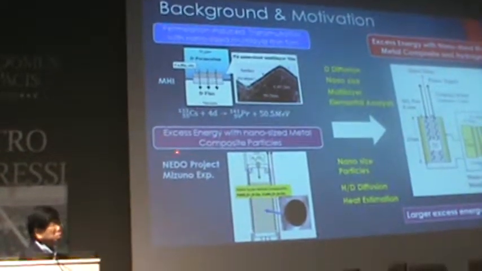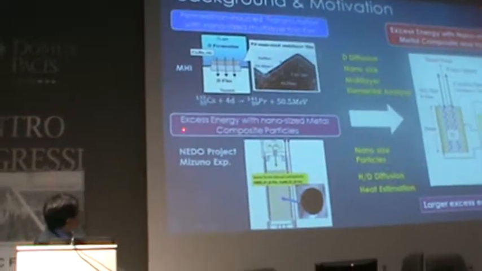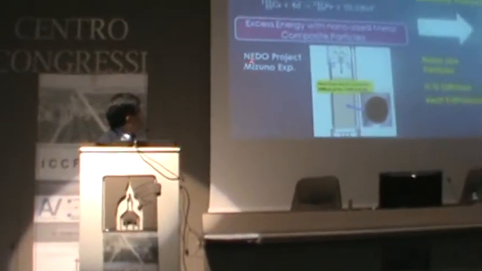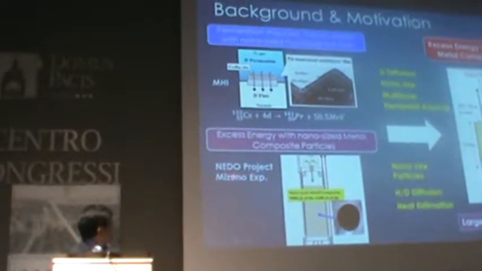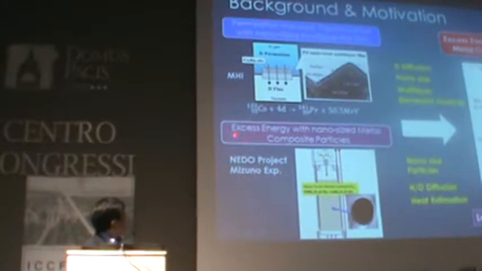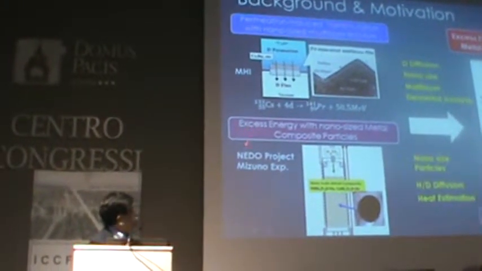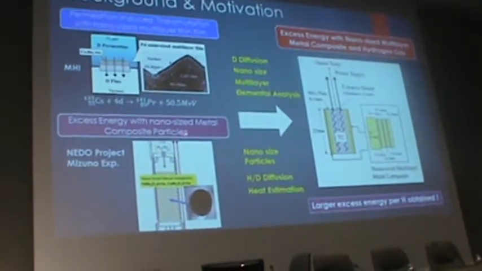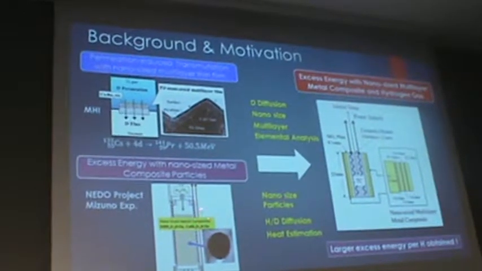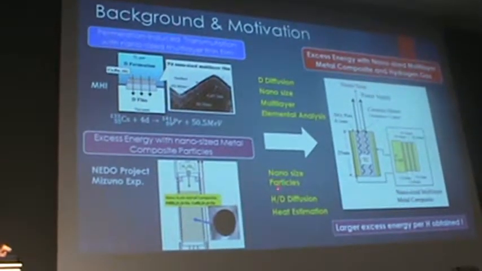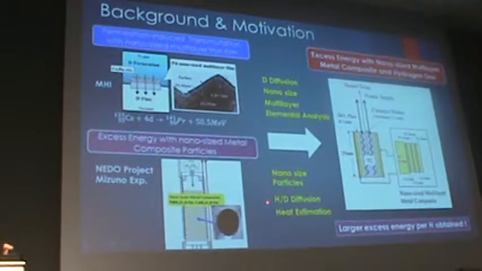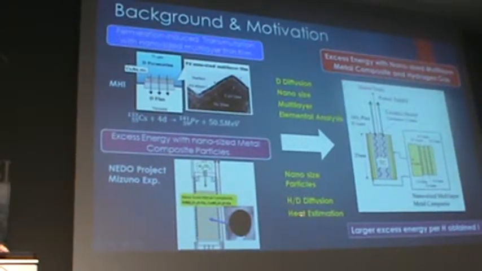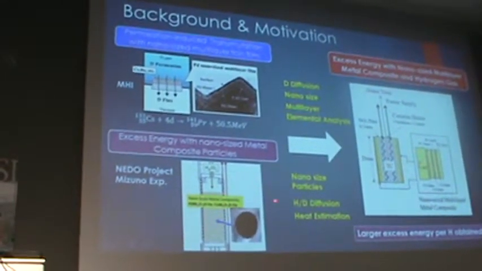And after moving to Tohoku University, I had a chance to participate in a Japanese national project, the NEDO project, and at that time we observed excess heat, anomalous excess heat, with nanosized metal composite particles. So in this case, the key factors were nanosized particles, hydrogen or deuterium diffusion, and heat estimation.